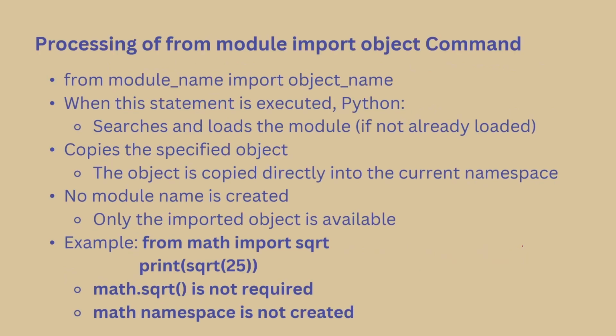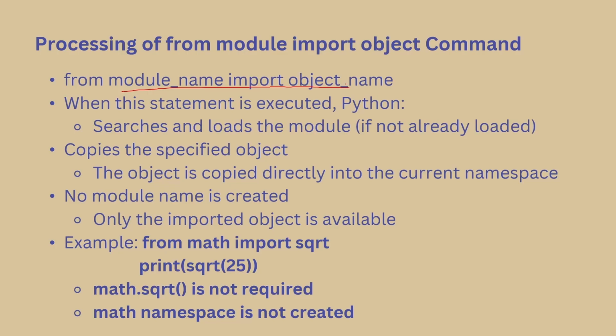Next is the processing of the from module import object command. From module name import object name. When this statement is executed, Python searches and loads the module if not already loaded. So it will search the module and then load the module. It copies the specified object. So we will not be copying all the objects. Once it has loaded the module, we'll copy only the specified object.